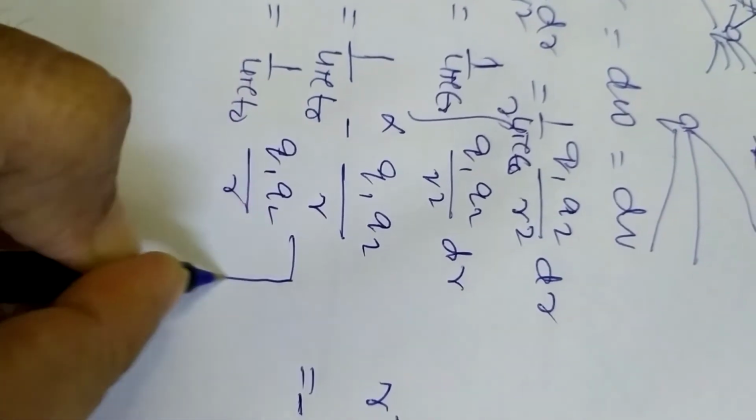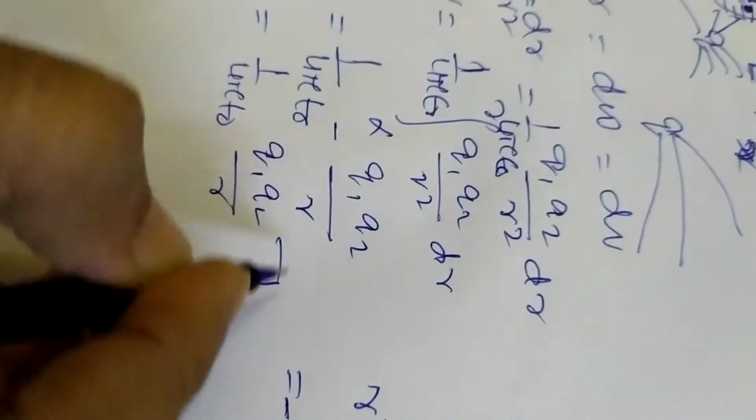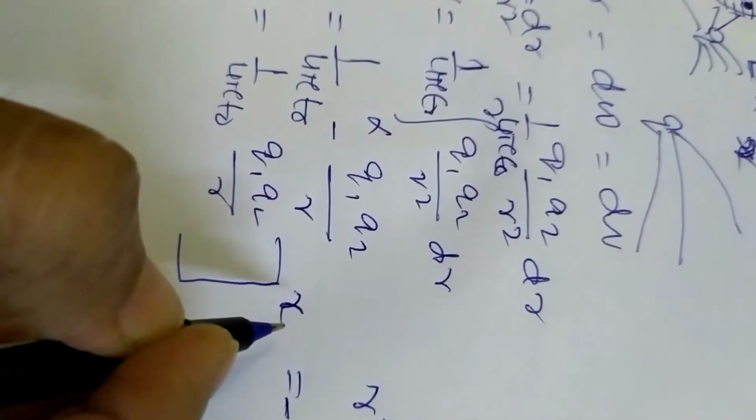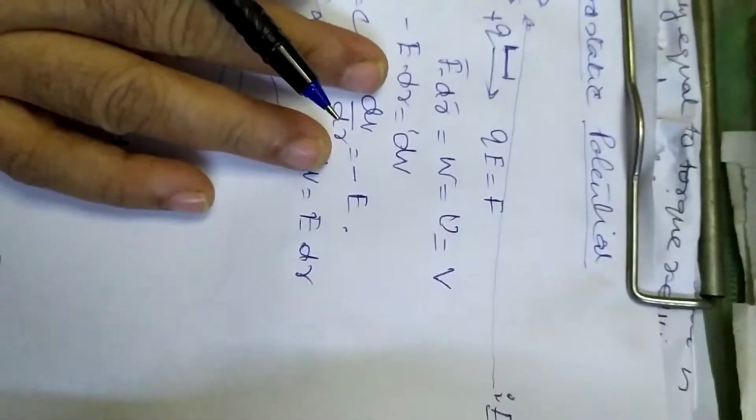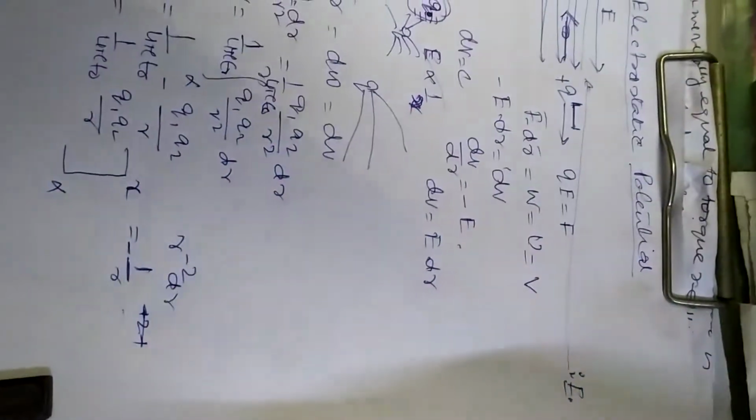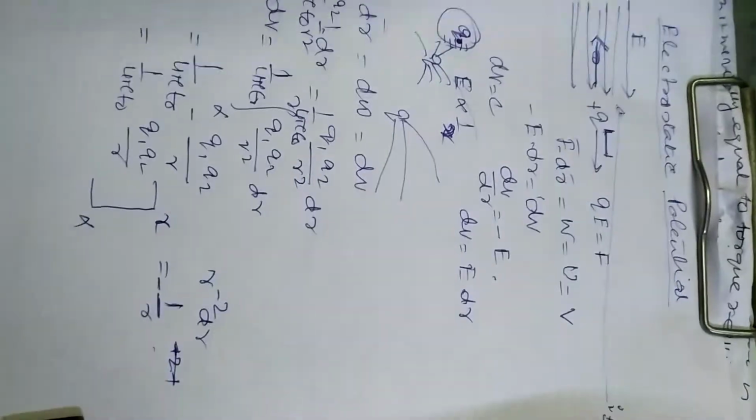Clear? Now suppose we are bringing a charge from infinity to a distance x. We have taken infinity as a very large distance, where the electric field is 0. So we are bringing the charge from here to this end, and we will be doing some work here. Now how is it possible? You see, we can show it by a magnet also.